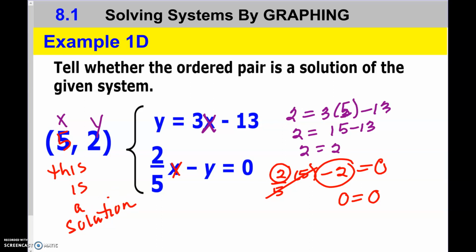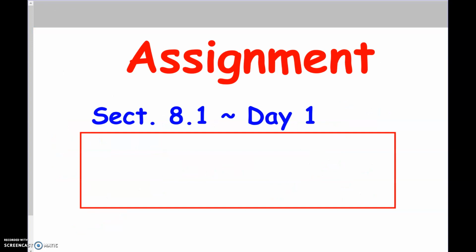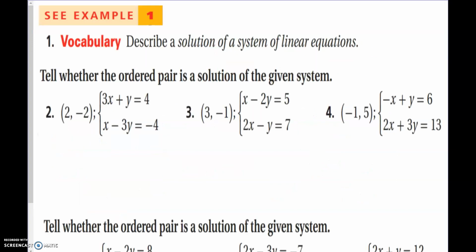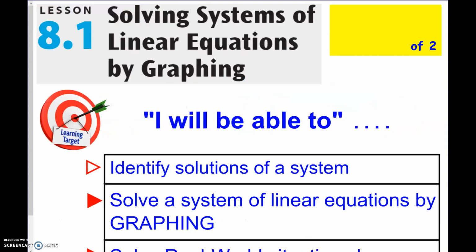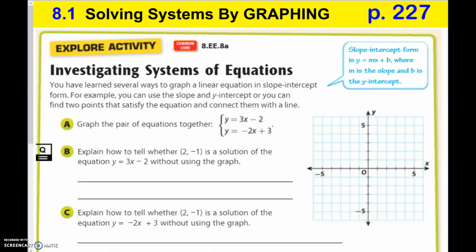All right. So that is the first concept that we are talking about today. And this is probably a homework assignment that you're going to have here. There's 6 problems to do. And then the second concept for today. Do you see how it says that we will be able to do this by graphing? So our learning target was by graphing.